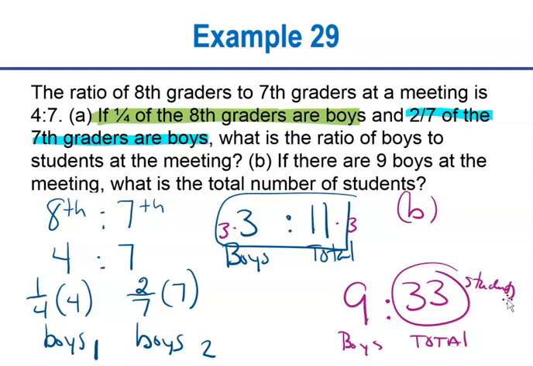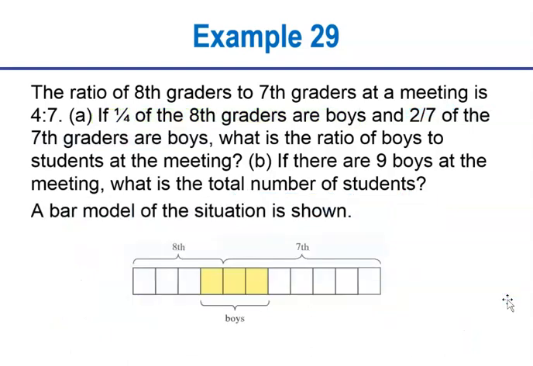All right, now let's look at the diagram that we're given. So a bar model of the situation is shown. Now let's see what's going on here. We've got 8th graders. Notice they put 4 to represent our 4 to 7. So we've got 4 to 7. You can even count them if you need to. It's separated right here. The 1, 2, 3, 4 is 8th graders. 1, 2, 3, 4, 5, 6, 7 is the 7th graders. That's the original 4 to 7.